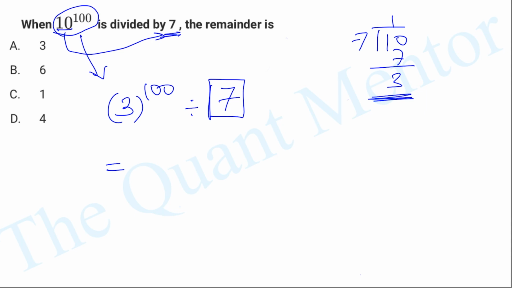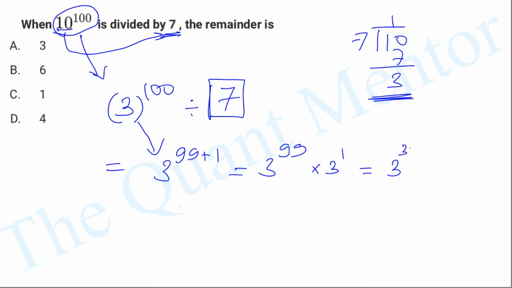So we select 3 raised to 3 and we try to get 3 raised to 3 in this particular expression. We start by writing this as 3 raised to 99 plus 1. We are writing 100 as 99 plus 1, and this part is technically 3 raised to 99 into 3 raised to 1 using our first law of indices. Now 3 power 99 can be further broken down to 3 power 3 into 33, and 3 power 1 will be again as it is.